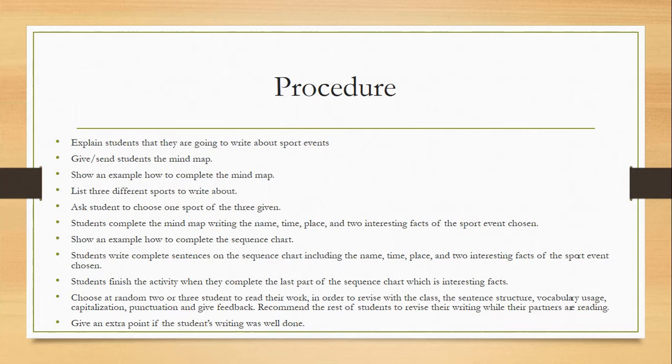Okay, then at the time to check, the teacher is going to choose at random 2 or 3 students to read their work in order to revise with the class the sentence structure, vocabulary usage, capitalization, punctuation, and then give feedback. And the teacher could recommend to the rest of the students to revise their writing while their partners are reading theirs. And at the last part, give an extra point if students' writing was well done.